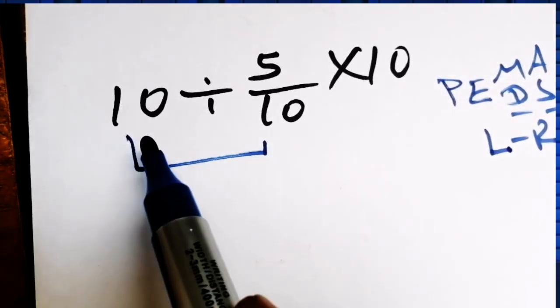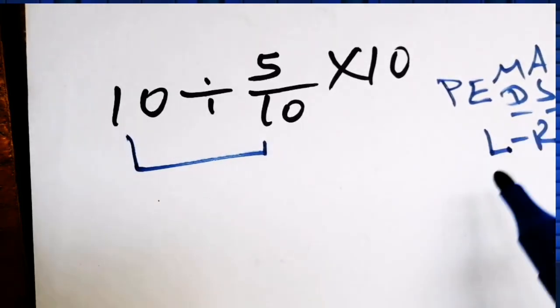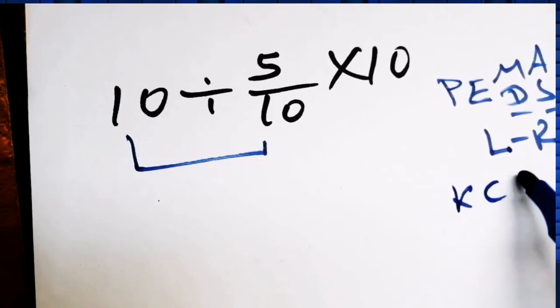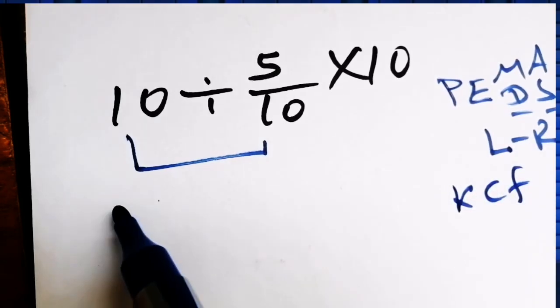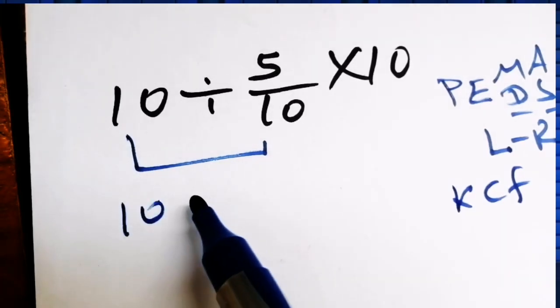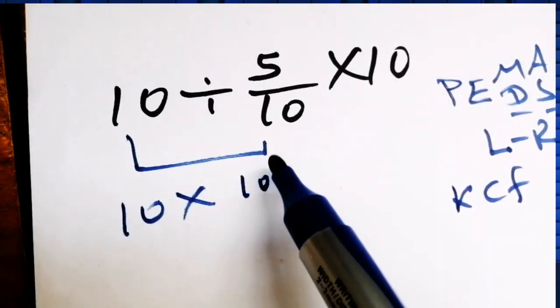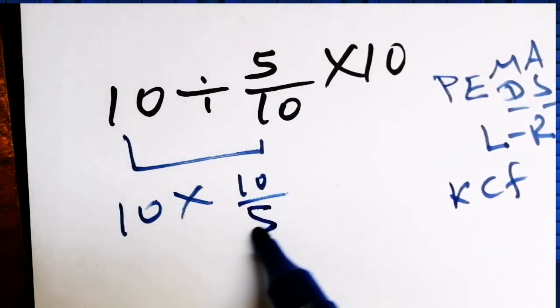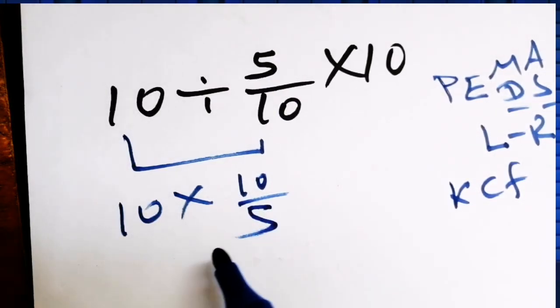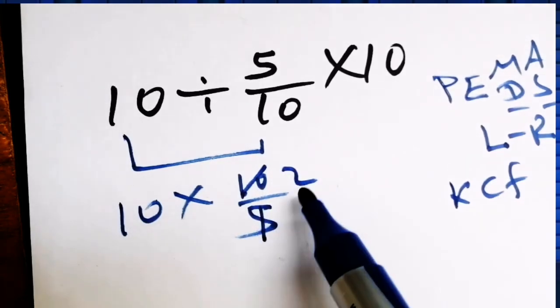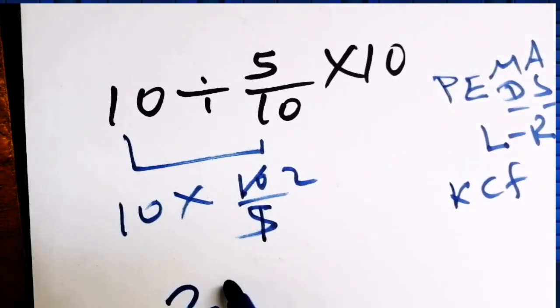in order to do this division, we need to follow the KCF rule. K stands for keep, C stands for change, and F stands for flip. Therefore we keep the first number 10, change this division into multiplication, and flip the second fraction 10 over 5. Okay, then this means 5 by 5 is 1, and 10 by 5 is 2. That means 10 times 2, which equals 20.